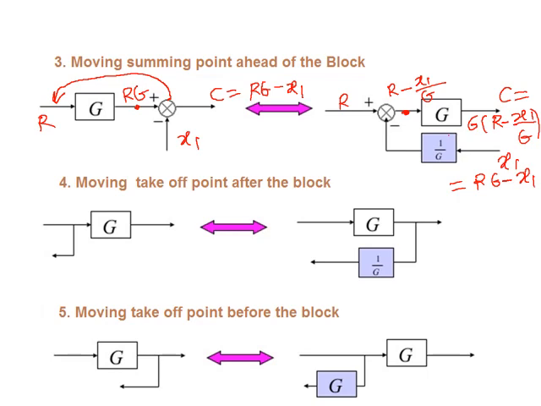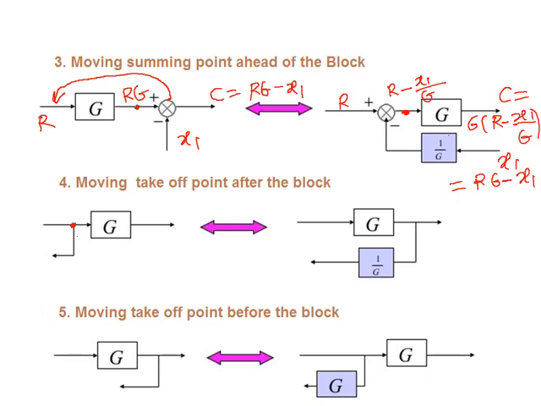Now rule number 4 is moving the takeoff point after the block. The previous two rules were for shifting of the summing point. Now the next two rules will be shifting of the takeoff point. Look at this: this point is called the takeoff point. Look at the signal: the signal from the takeoff point is always outgoing, whereas for the summing point, the signals are always incoming.